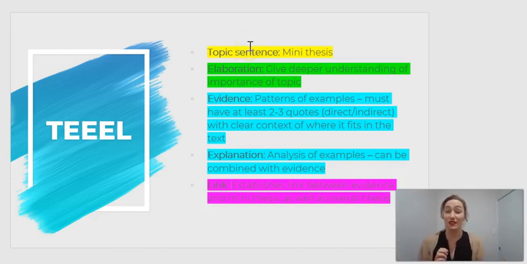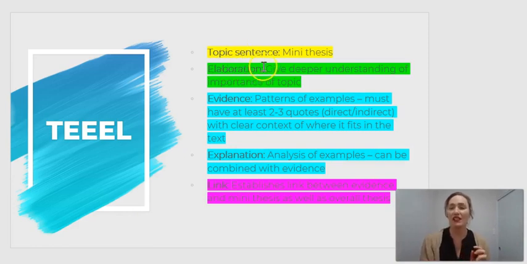Your topic sentence is going to be your mini thesis, okay? So it's like that part of the signposting you had from your introduction, that if you haven't seen that video, I recommend you watch it. And you take that, you reword it, and you put that as your little mini argument that you're about to elaborate on in your paragraph.